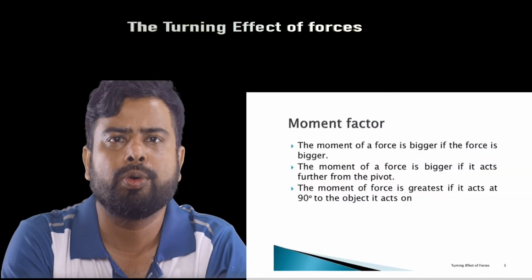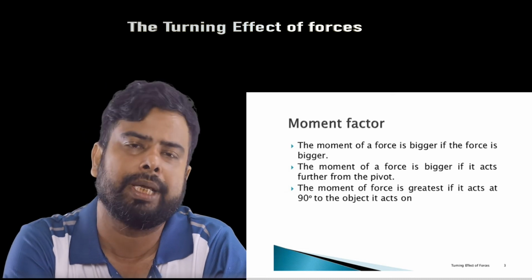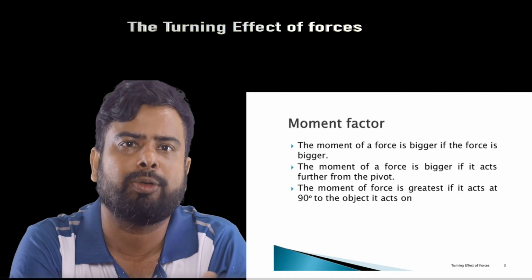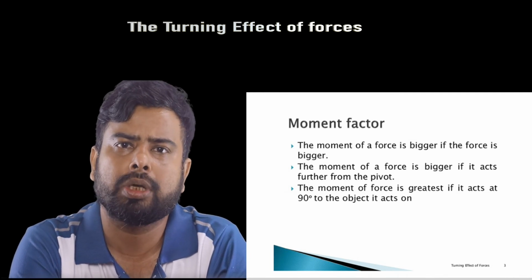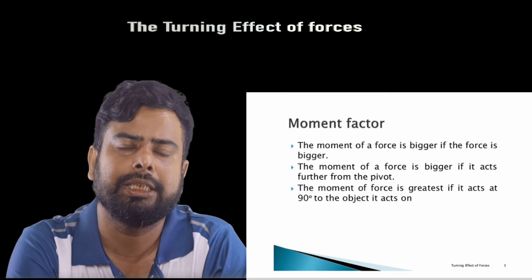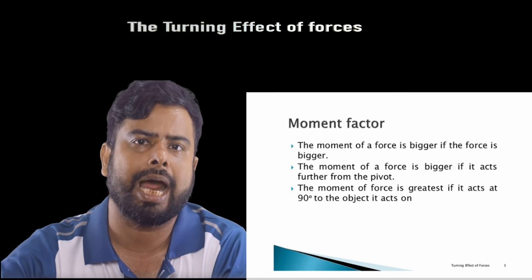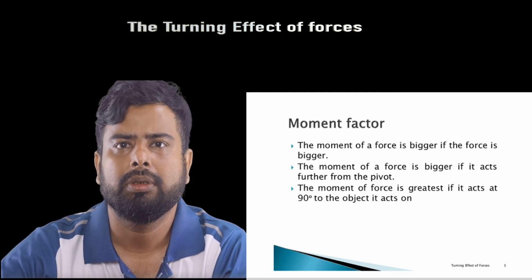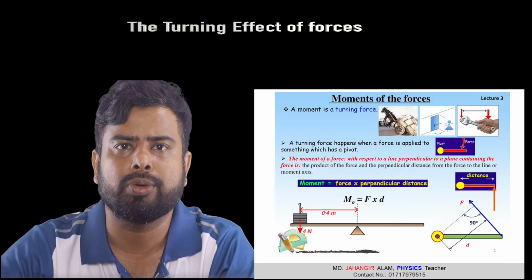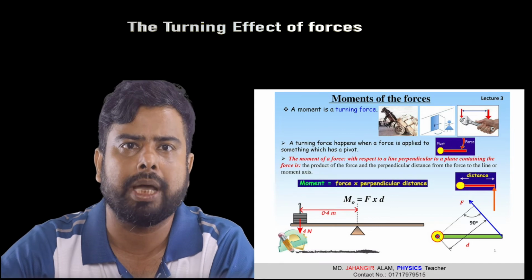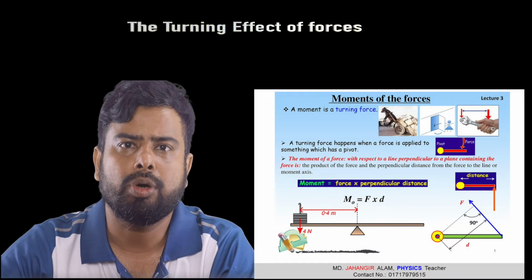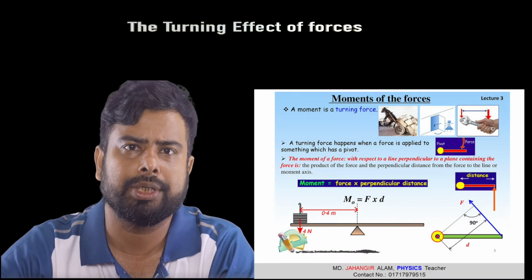Moment factor. The moment of a force is bigger if the force is bigger. The moment of a force is bigger if it acts further from the pivot. The moment of a force is greatest if it acts at 90 degrees to the object it acts on. So the turning force happens when the force is applied to something which has a pivot. So moment equal to force into perpendicular distance.